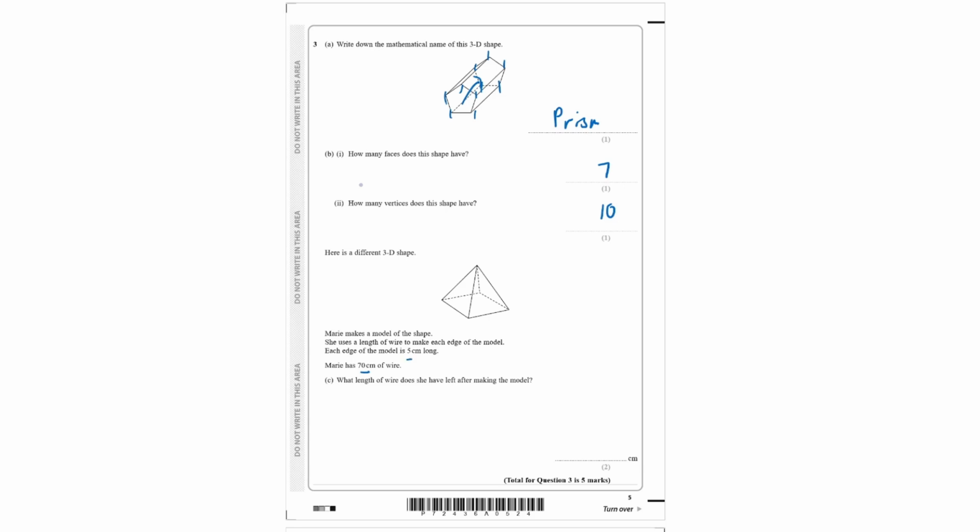So if we can find 5 centimeters times how many edges there are, and find the difference, that will be our answer. We know that she has 70. We have to subtract the difference, the difference being 5 centimeters times how many edges there are. There's 1, 2, 3, 4, 5, 6, 7, 8. So that gives us 70 minus 5 times 8, which is 40, and 70 minus 40 is 30 centimeters of wire left.